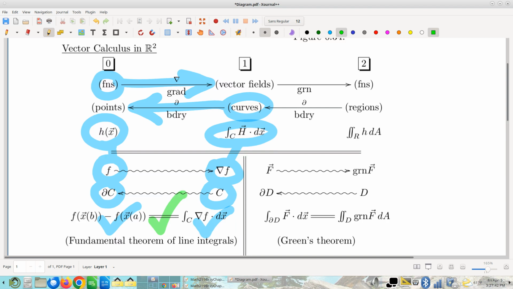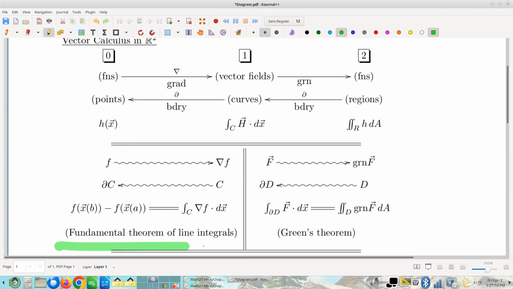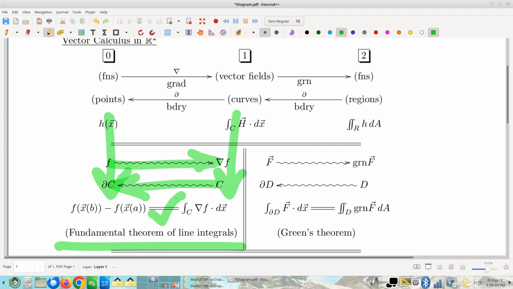Now, again, this does not prove anything. This doesn't demonstrate anything. The reason I put this up on the board is to show you the pattern of this theorem in this diagram. The fundamental theorem of line integrals follows this pattern: you push to the right in your integrands, you push to the left on your domains, you evaluate on both sides, and you get the same thing each way. So that's the pattern that I claim represents the fundamental theorem of line integrals. Now keep that in mind.